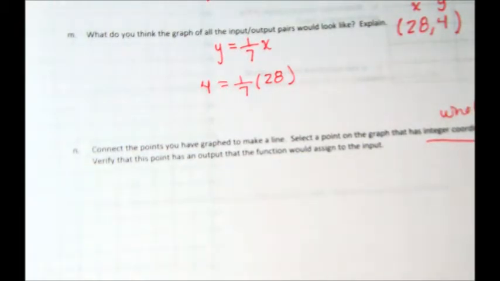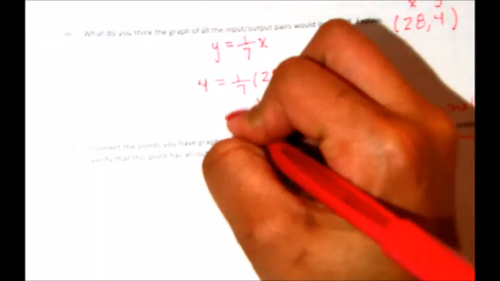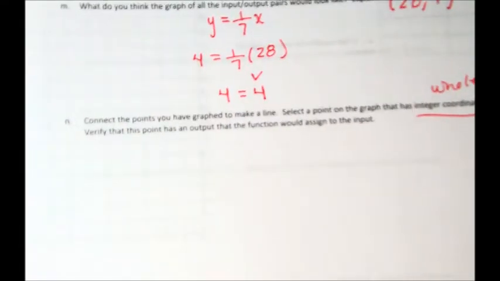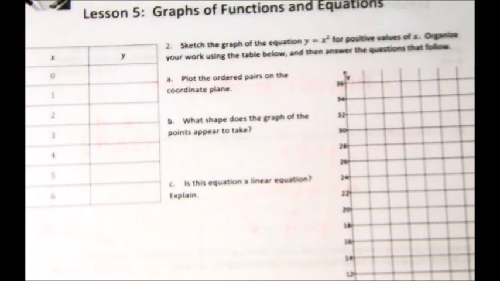Compute the math on the left-hand side, and if your left side equals your right side, because my left side is equal to my right side, I know that these points are on the line. All right, we're going to do number 2 with our partners. Go ahead and track me when you are done.